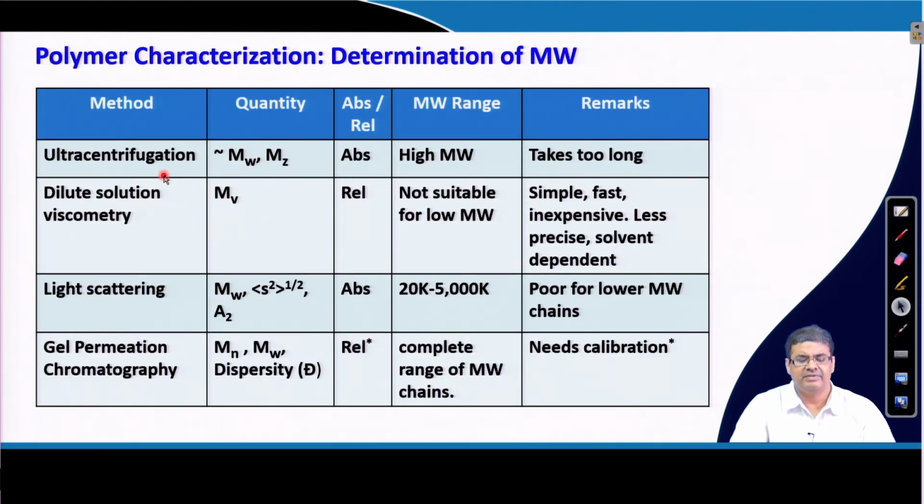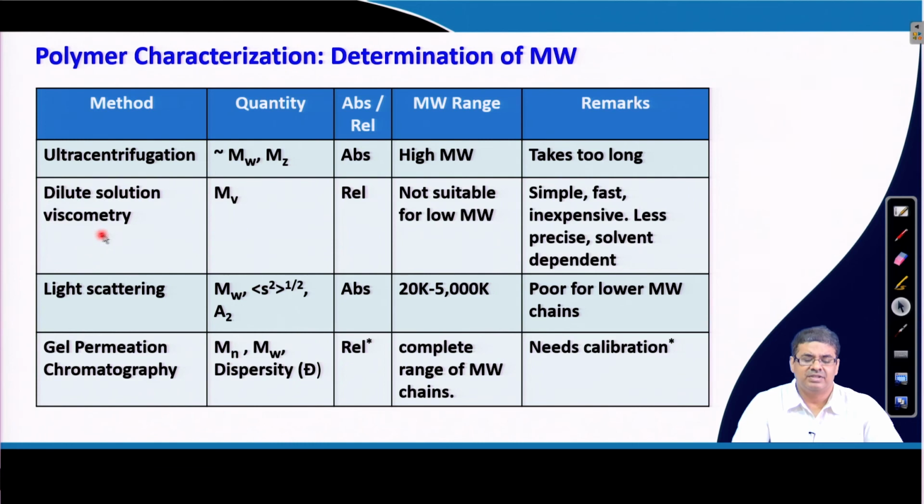Similarly, ultracentrifugation technique is used to measure weight average molecular weight and Z average molecular weight. This is an absolute technique and is only applicable for high molecular weight polymers. The disadvantage is that it takes too long a time.